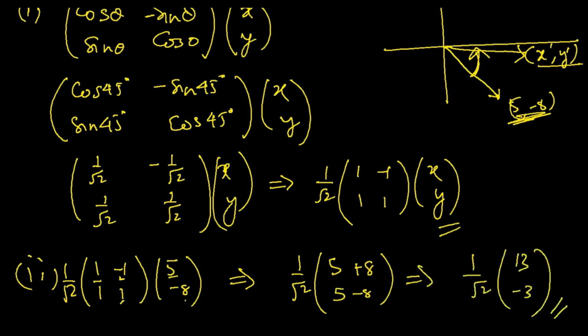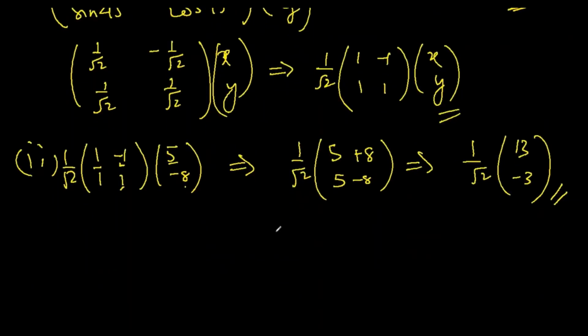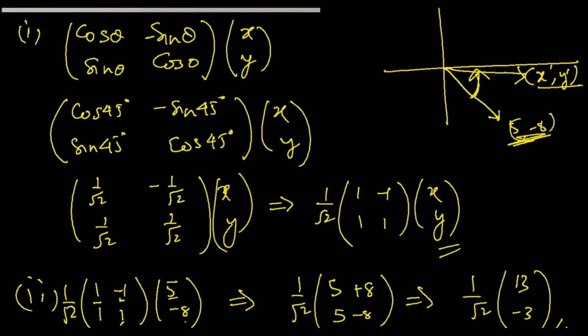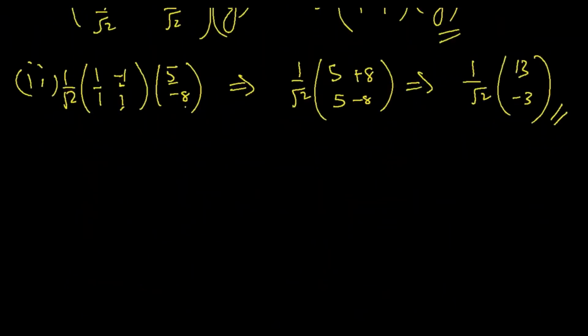This is the rotation part, and if we want the coordinates, we need to write the image. Yeah, the image is the coordinate. So P prime will be 13 over square root 2, minus 3 over square root 2, right? And they are the coordinates of the image.